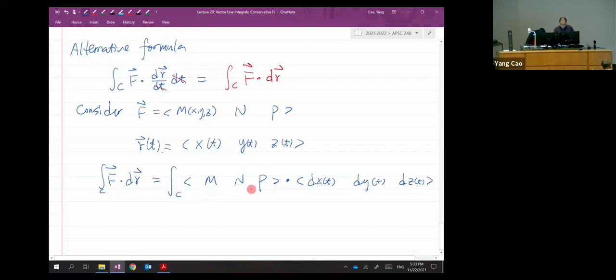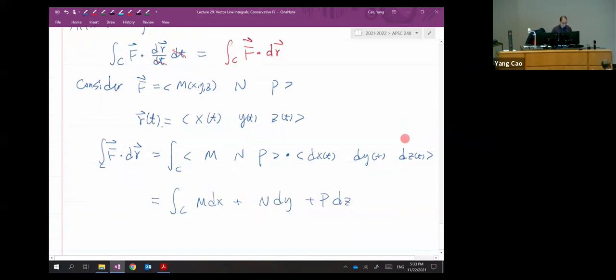Now M and P, of course, before you carry out the next step, as usual, what do you do? You replace all the x, y, z with x of t, y of t, z of t. That has to be done before you proceed. But after you've done that, for this dot product, you end up with M times dx of t plus N times dy, and then P times dz. So this is what I call an alternative appearance of this vector line integral.